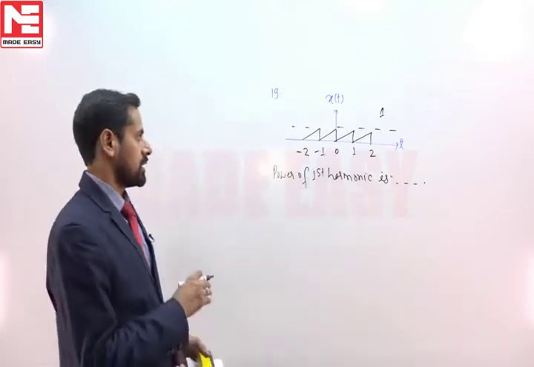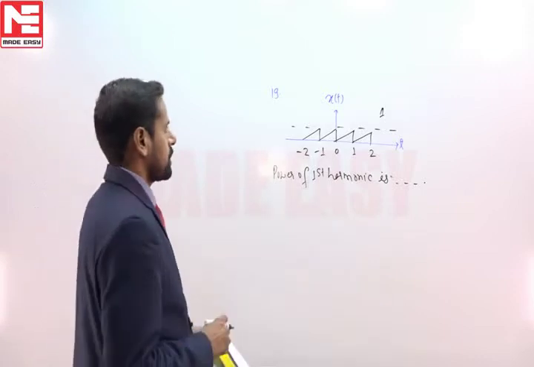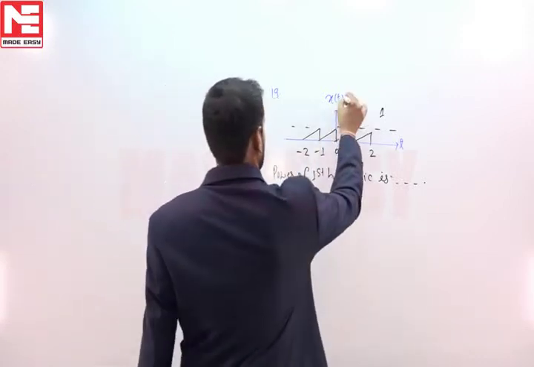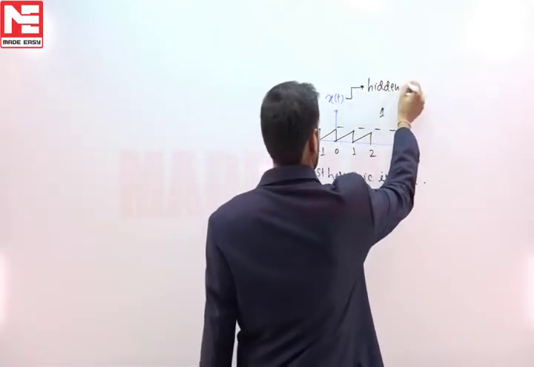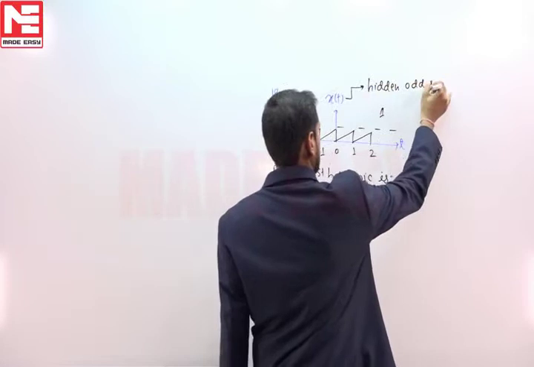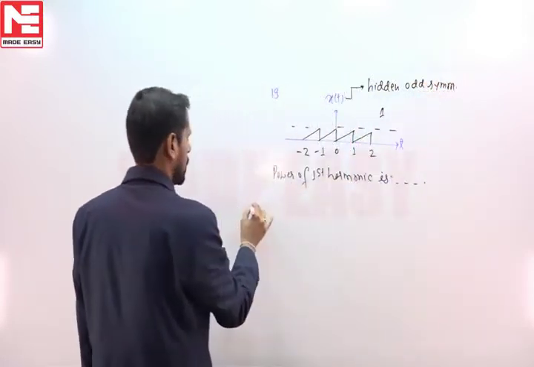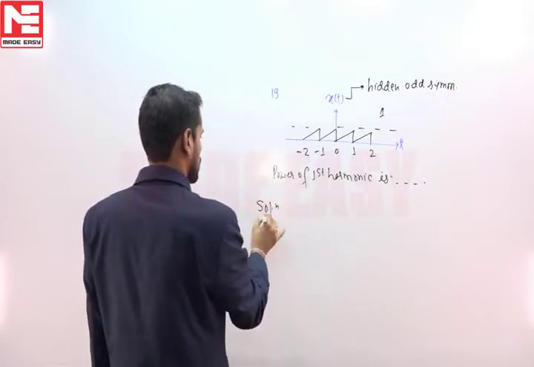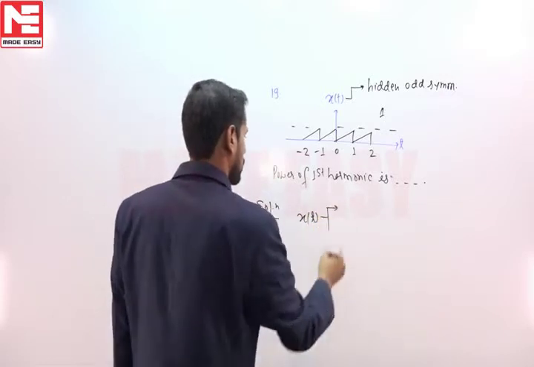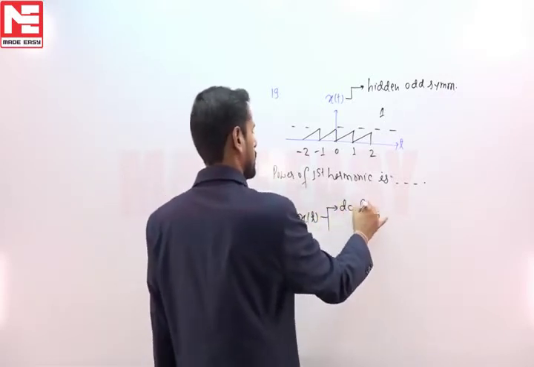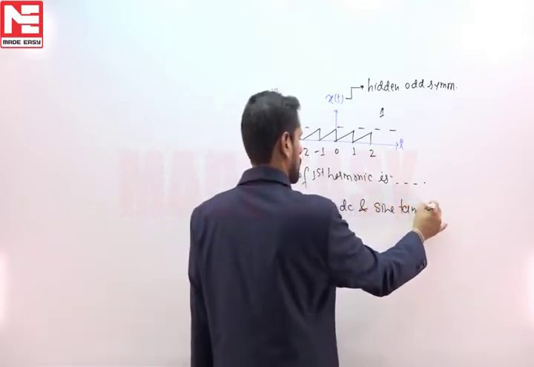In the next question, for the given signal, we have to find out the power of the first harmonic. Now, signal x(t) is an example of a hidden odd symmetric signal. So, this signal is having hidden odd symmetricity, and therefore the expansion of x(t) will have DC and sine terms only.